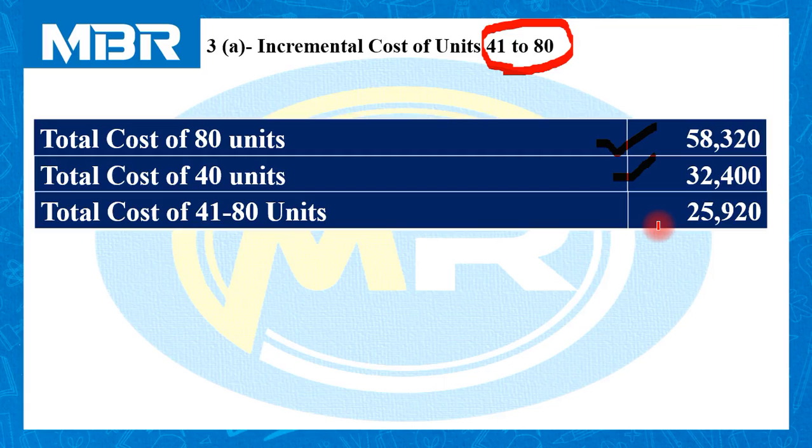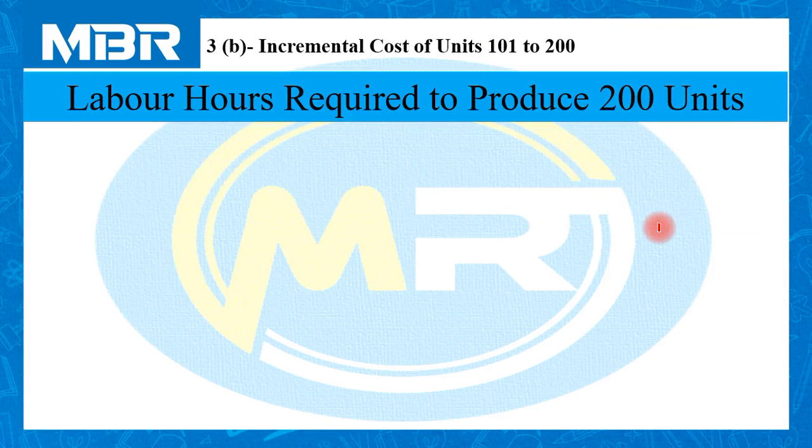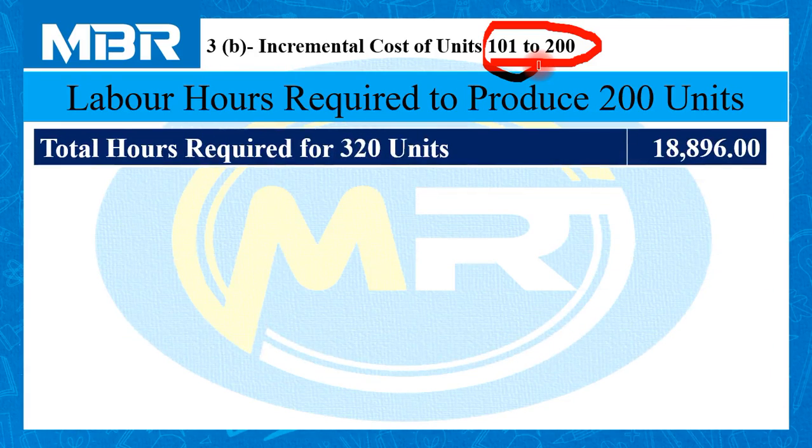Now, after discussion of 3A, we need to calculate the incremental cost of units 101 to 200. And again, it is a little bit technical. Why? Because in our sequence of calculation, we have not observed working hours or labor hours to produce 200 units. So again, we need to apply simple logic in order to calculate labor hours for 200 units.